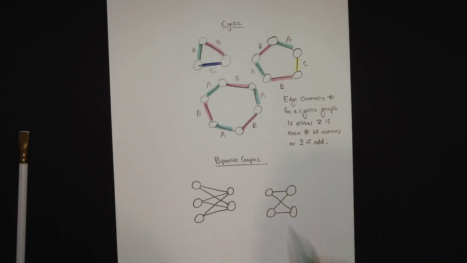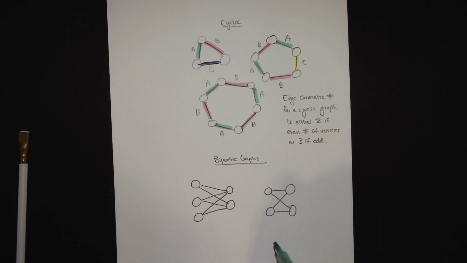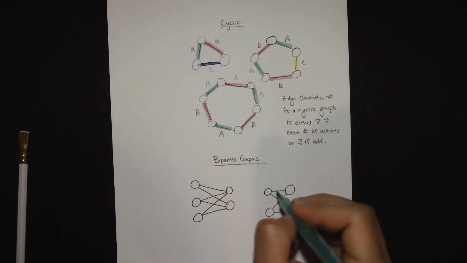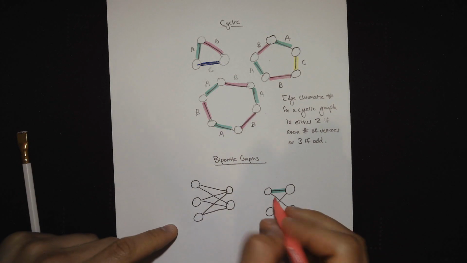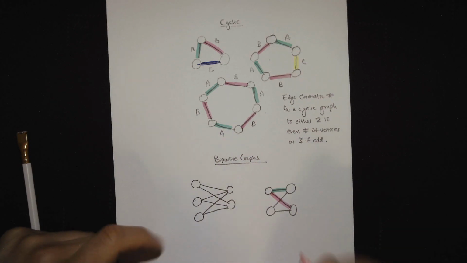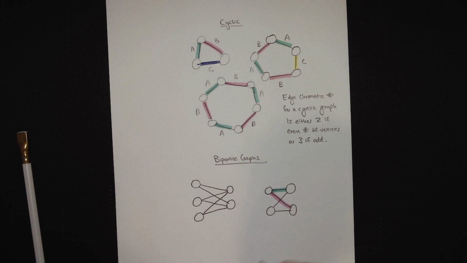So we know that the maximum degree, which is the largest valence of a vertex in the graph, is 2 here, right? So this graph either has an edge chromatic number of 2 or 3. So let's try and start with 2 colors and see if we can find a minimum edge coloring.